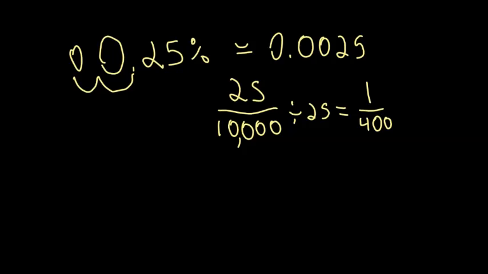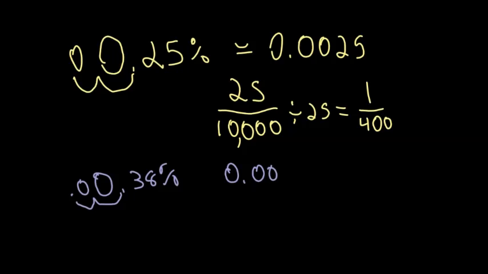Let's do one more. So let's say we have 0.38%. So again, make that a decimal. Move your decimal 2 times to the left. So we'd end up with 38 10,000ths.